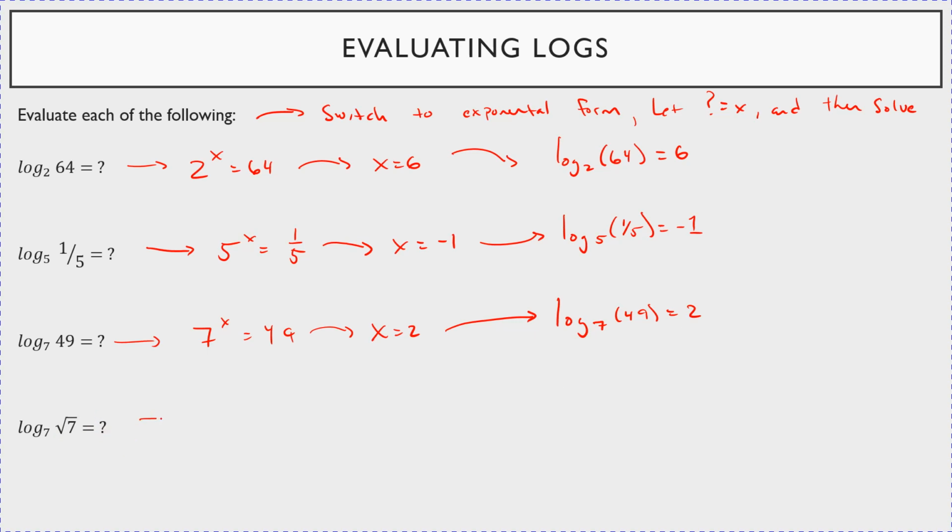What is my exponent here? So log base 7, so 7 to what power is equal to the square root of 7? Well, look, the square root of 7 is the same thing as 7 to the 1/2. So what does x have to be? It has to be the same thing. It has to be 1/2. So this is what we're seeing: log base 7 of the square root of 7 is equal to 1/2.